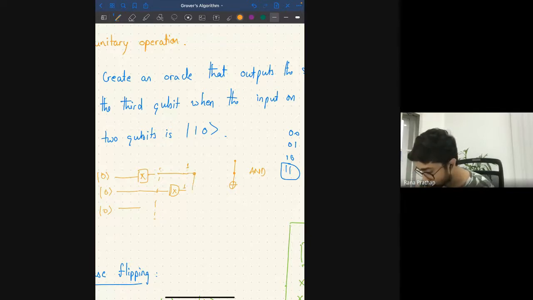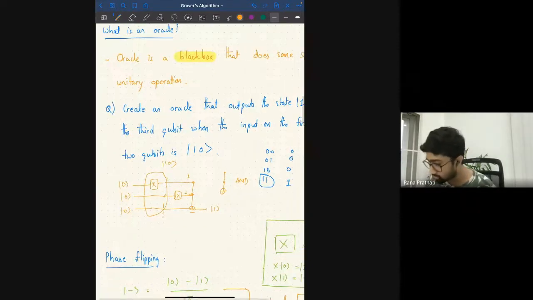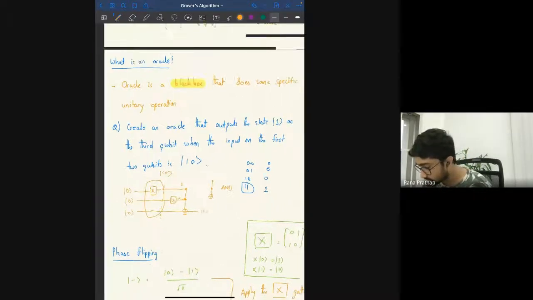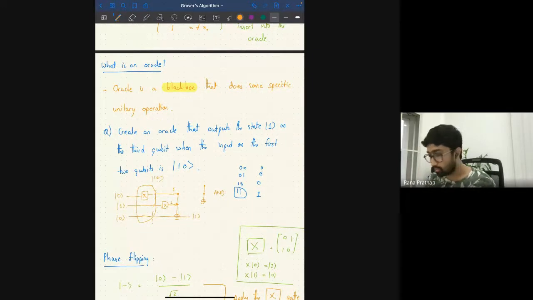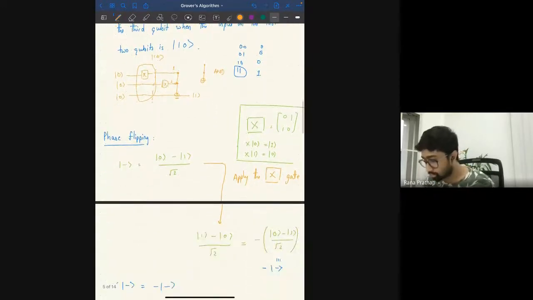And when we put the Toffoli gate, we basically flip this third qubit over here, and then this will give us an output of 1 only when the input is 1, 0. So just keep this in mind. This is what we mean when we say an oracle, especially in this case, and it'll be helpful while we are trying to implement a 3-SAT problem.